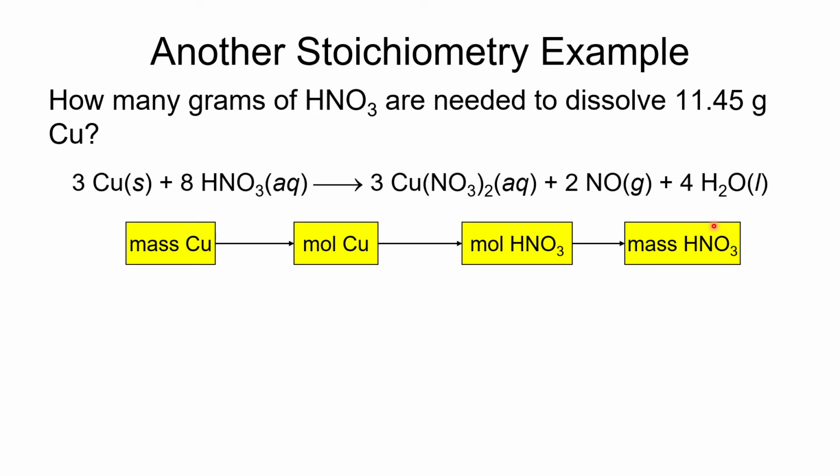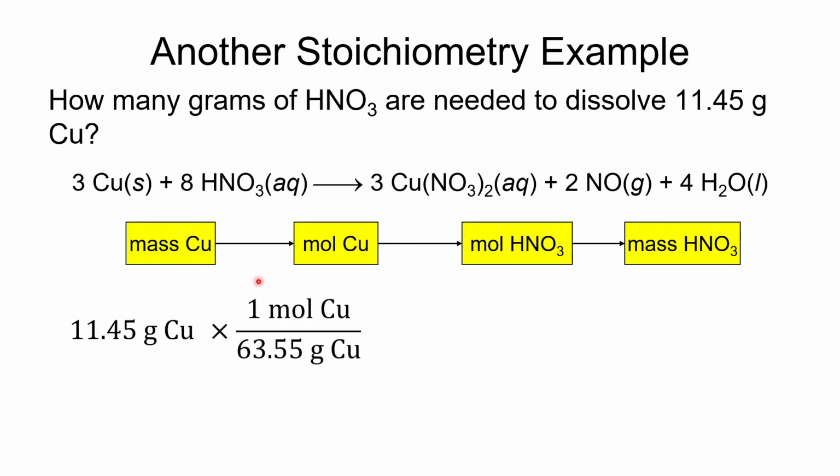All right, so our mass of copper, moles of copper. So the mass of copper that we had was 11.45. Mass to moles, we use the molar mass. So we'll need the molar mass of copper. And on the periodic table, I've got 63.546. We'll round that to 63.55. So 63.55 grams of copper per mole of copper. And you will see that the grams of copper cancel out. And then our mole to mole ratio is 8 moles of nitric acid for every 3 moles of copper. So we'll have an 8-to-3 ratio here.